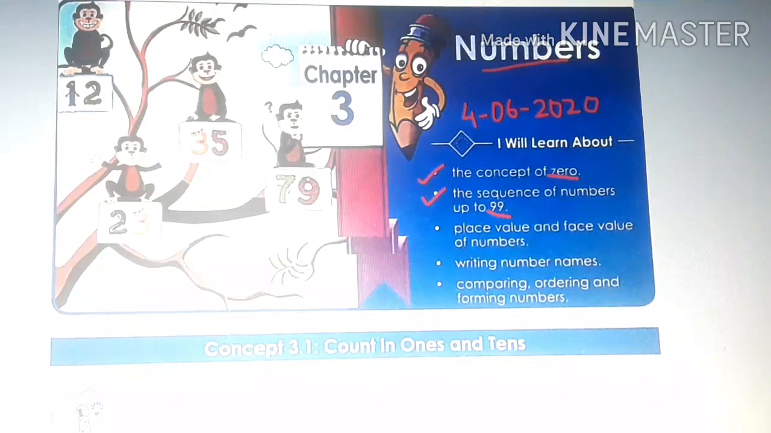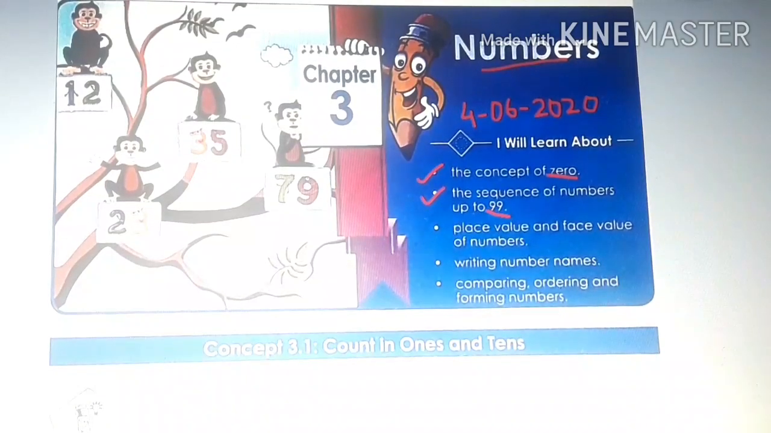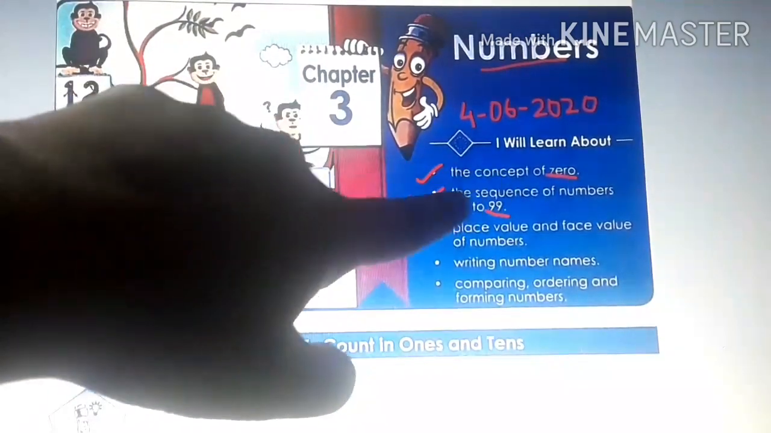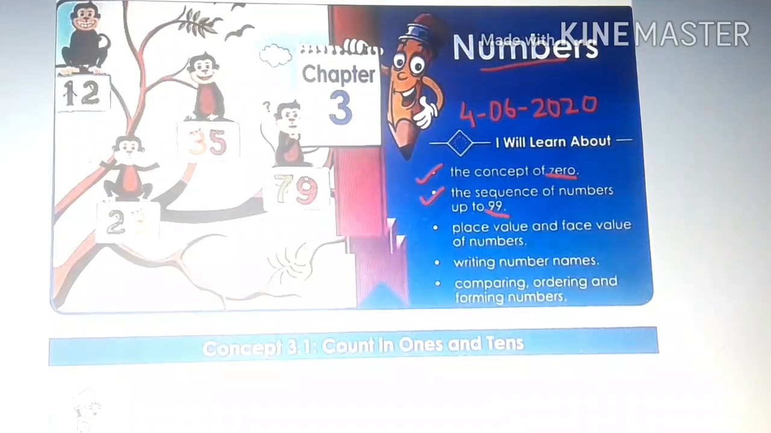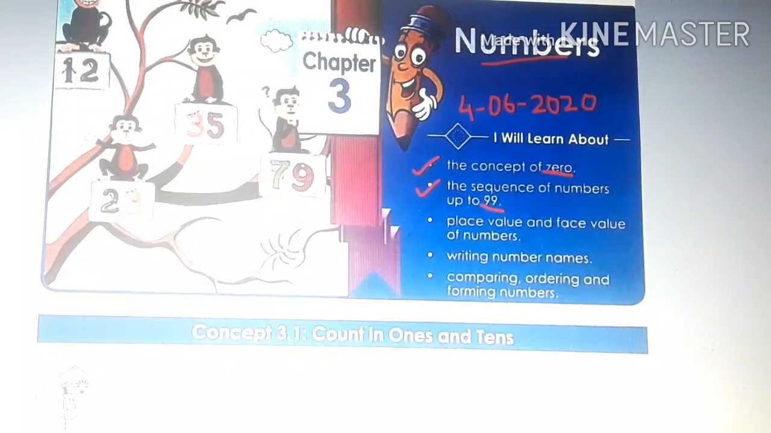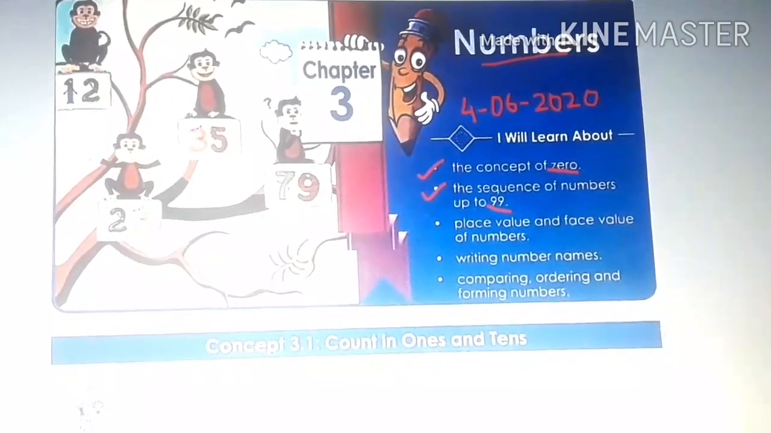So let's start with the new chapter, numbers. What is the objective of the class? Today we will study the concept of zero and the sequence of numbers up to 99, and how to write the numbers up to 99. Okay, let's start. Take out page 26 of your book.